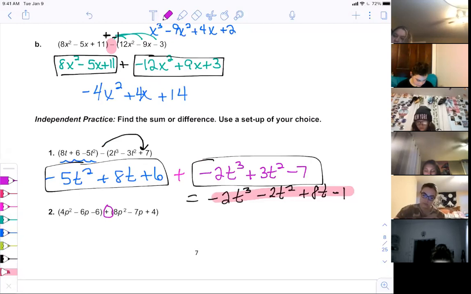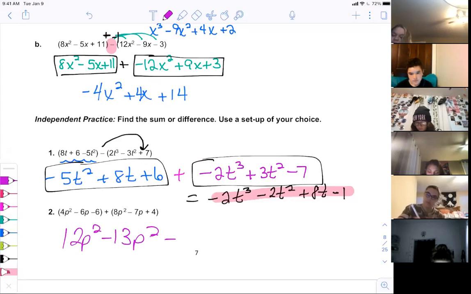So Gabby Soul, what do you get when you add number 2 together, those polynomials? 12p squared minus 13p minus 2. Awesome. There we go. Nice job. Any questions? Pretty straightforward, hopefully.